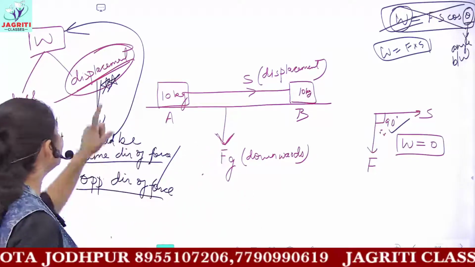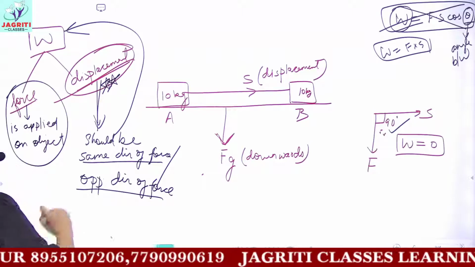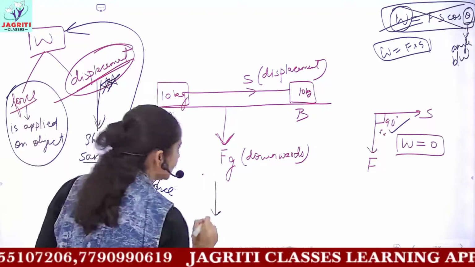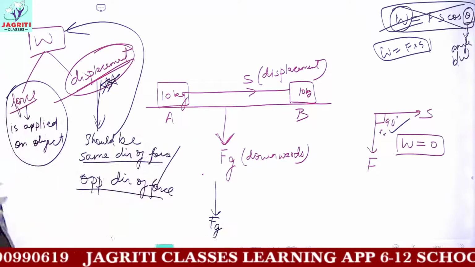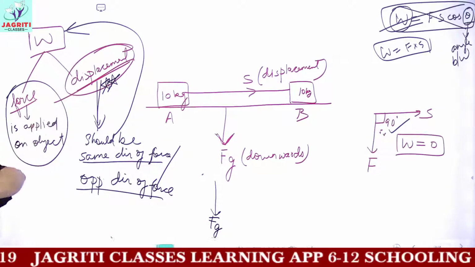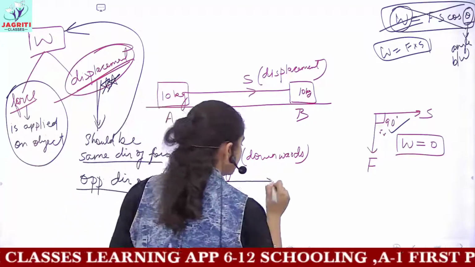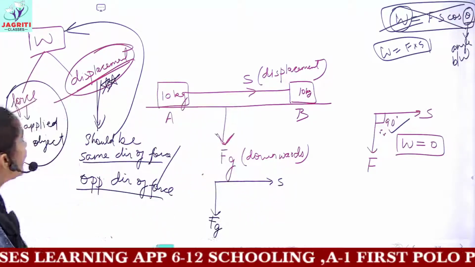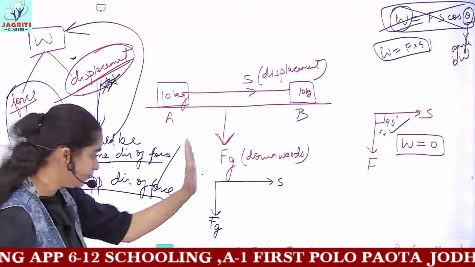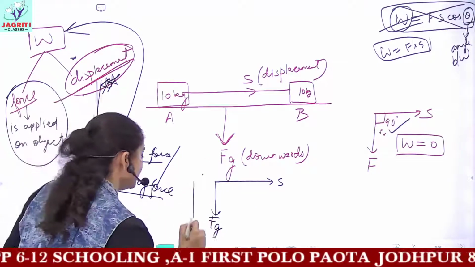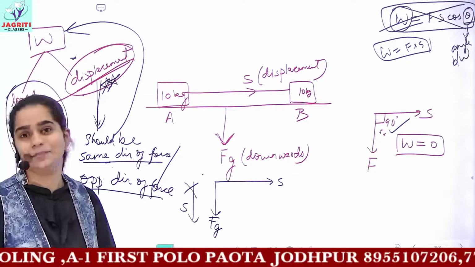So let's apply this concept here. We have a force applied and the force applied has a downward direction. So this is the direction of the gravitational force. And where is the object moving? Where is the displacement? The displacement is along the horizontal line. Now we ask, is the displacement in the same direction as the force? No. The force is applied downwards, but the object is not moving downwards, so it does not have the same direction.